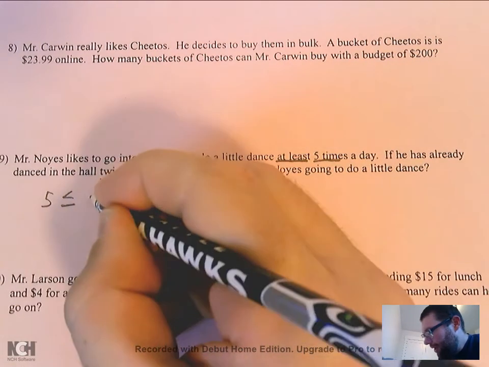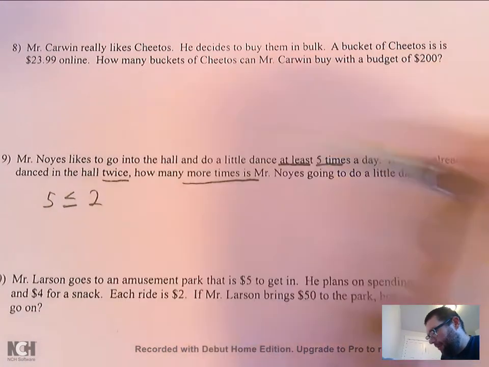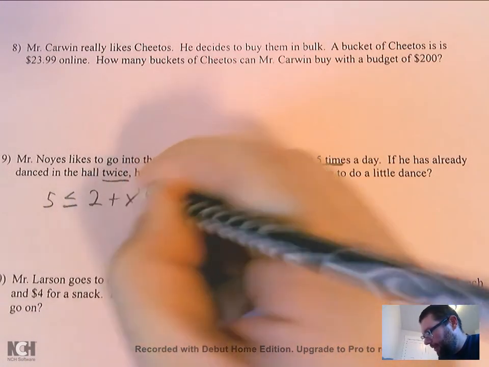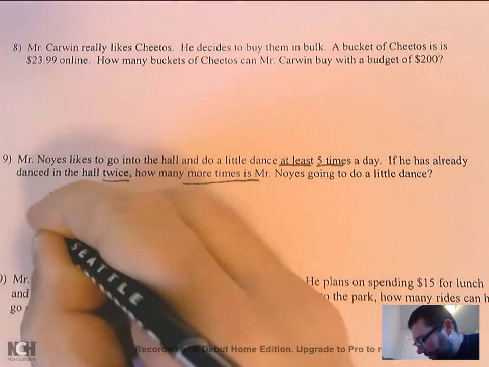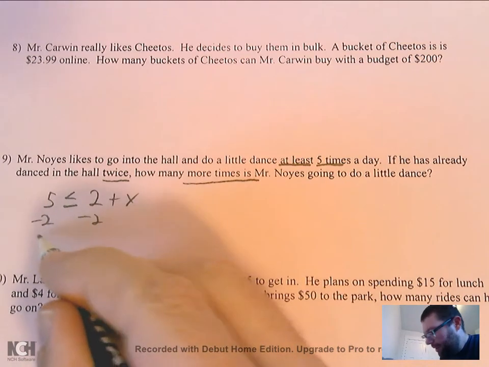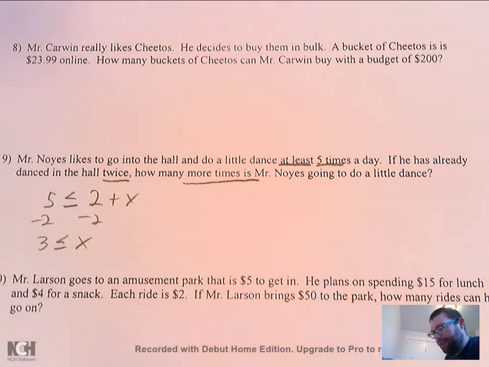He's already done it twice, so how many more times does he have to do it? Well, that's what our x is going to be, so plus x. So we take how many times he's done a little dance, and that would be 3 remaining, right? So he needs to do 3 more little dances in the hallway before he's good.